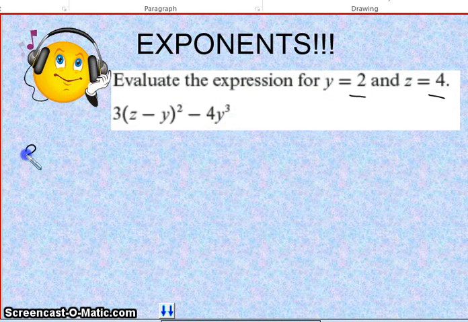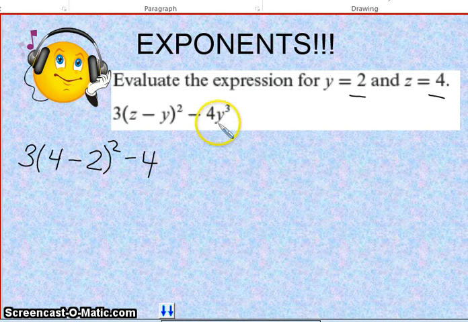So we'll rewrite our expression, 3 and then our parentheses. Here there's a z, and I know z is equal to 4. So instead of z, I'm going to write 4. Minus y, I know y is equal to 2, so I'm going to plug in 2 right there. And there's my exponent, minus 4. And 4 is times y to the third, and I know y is 2, so it's 2 to the third.